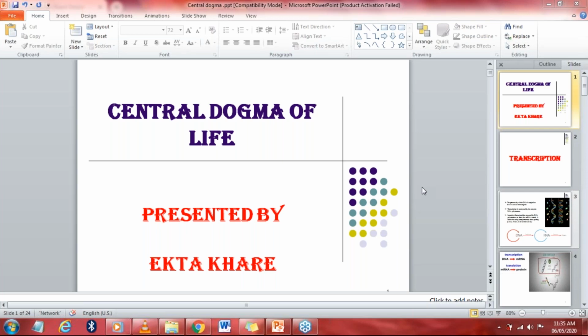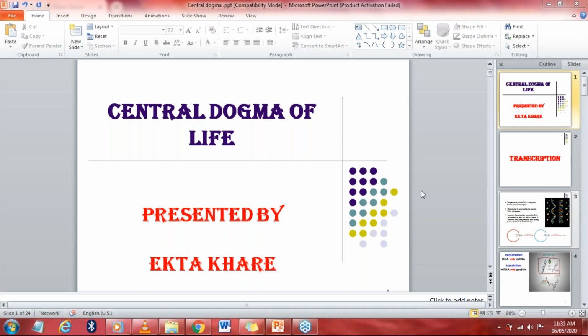Good morning to everyone. Today we will discuss the central dogma of life, which comes under our biochemistry subject. So what exactly is this central dogma? Firstly, we should know what the central dogma of life is. If you remember, I have already discussed it a little bit in one slide.